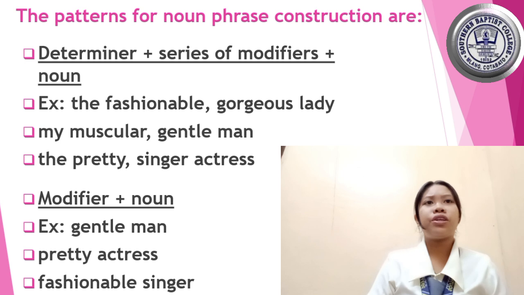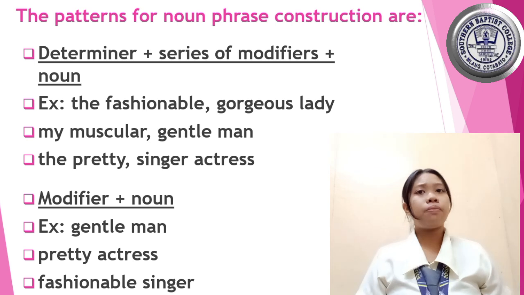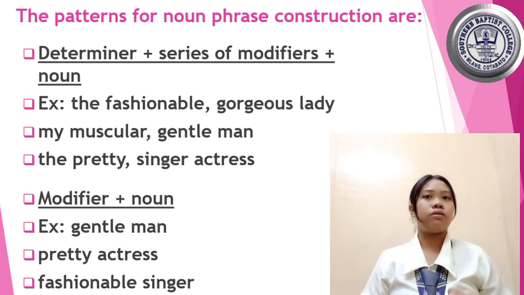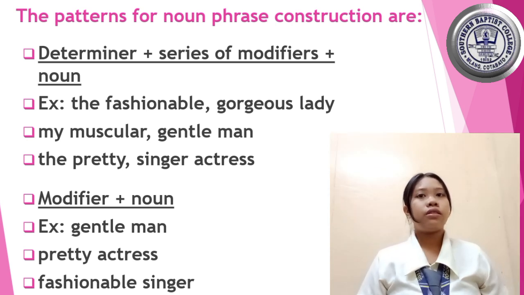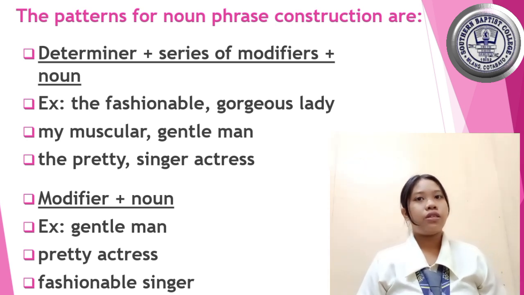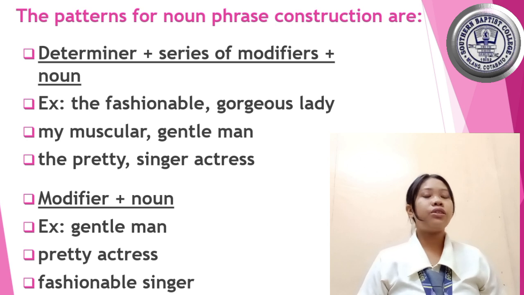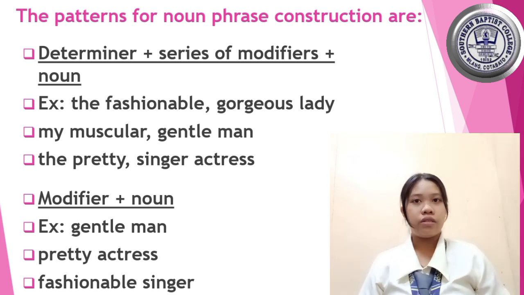They're the words that make your sentence more colorful, interesting, and specific. So here's an example of modifier plus noun: gentleman, pretty actress, fashionable singer. The word gentle is our modifier and the word man is our noun.